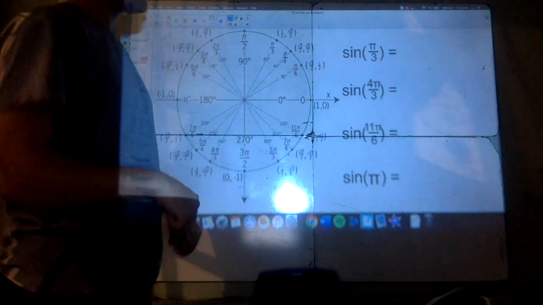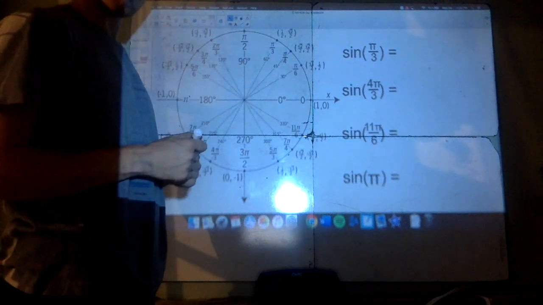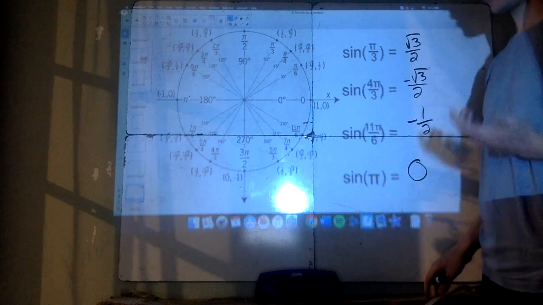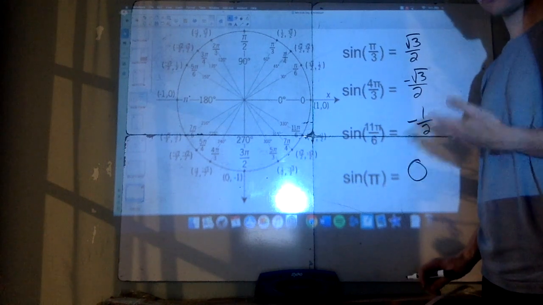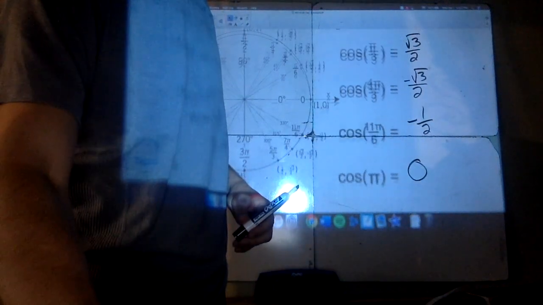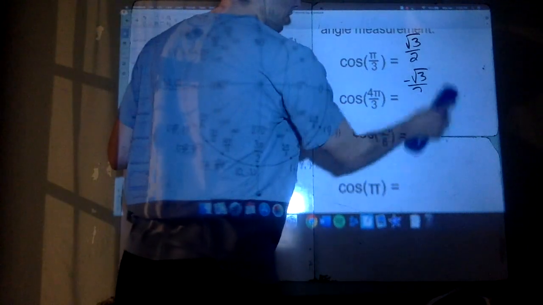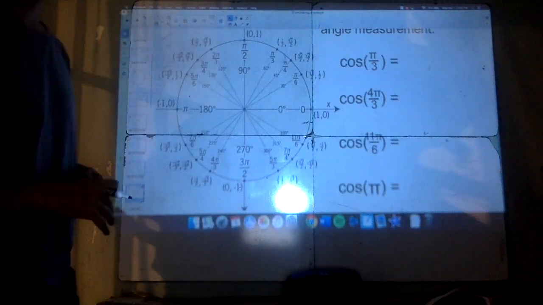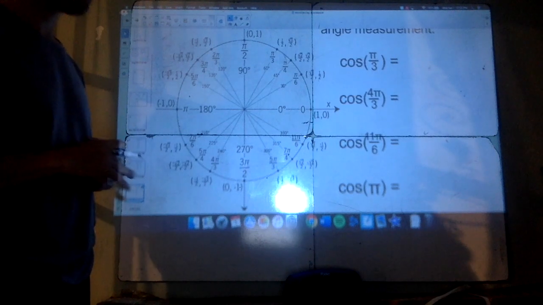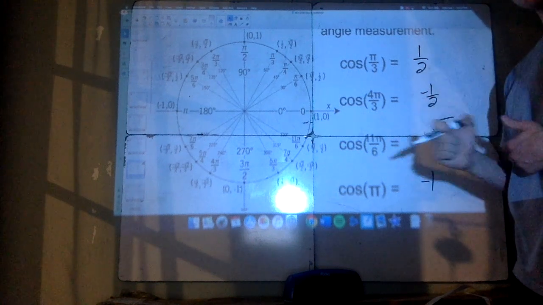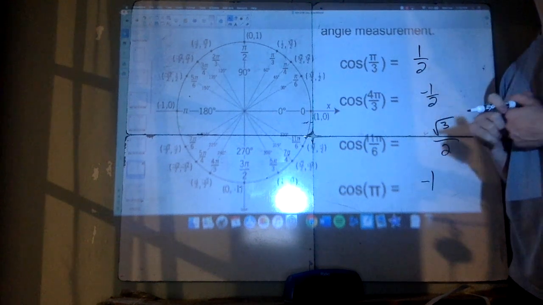Pause the video and find the sine of all 4 of those angles. Here are my answers. Check them with yours. All you need to look for is the y value of each of those angles. Let's try it with cosine. Pause the video and try to find the cosine of these 4 angles. Restart it when you're ready. Here are my answers. Just keep in mind the cosine is the x value of each point.